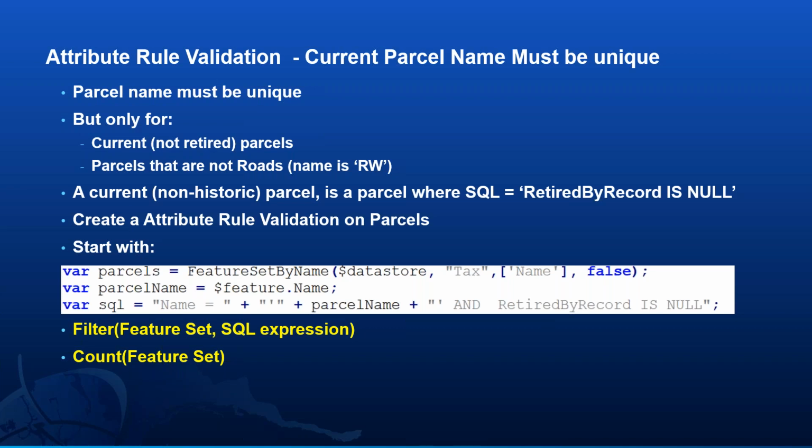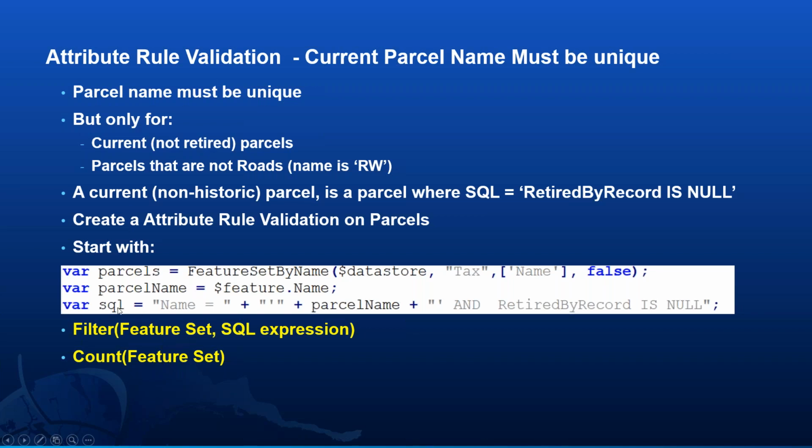And I can basically create a feature set of all the tax parcels. In this case, we don't need the geometry of the parcel, so we can put false, and that makes it faster because it's only bringing the attributes. And then we have parcel name as our feature name. So that's the current feature we are working on, and we want to make sure that that feature name is unique.